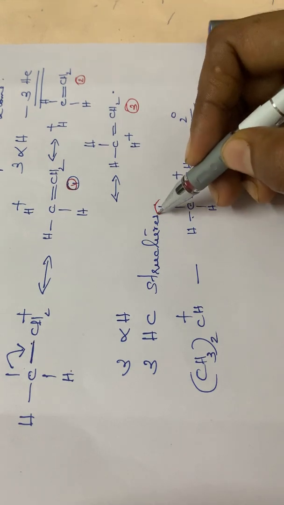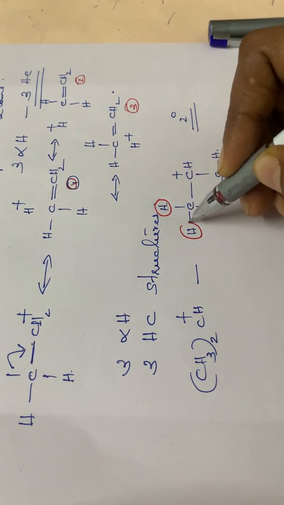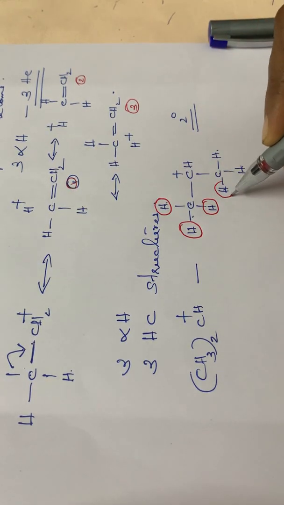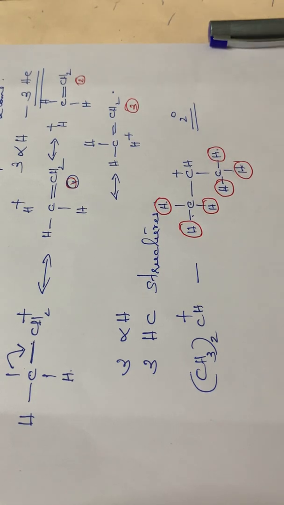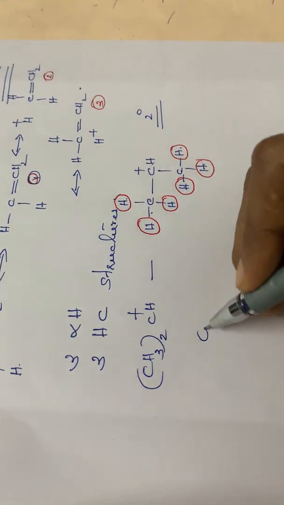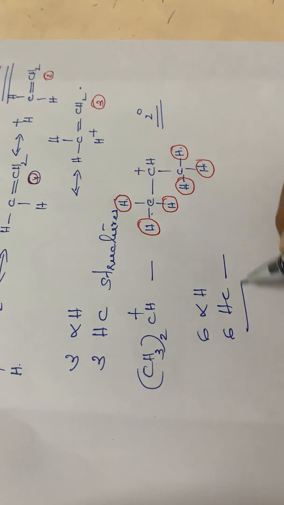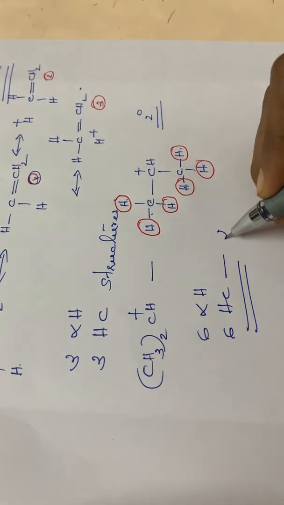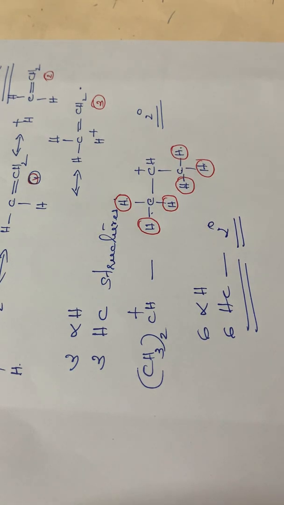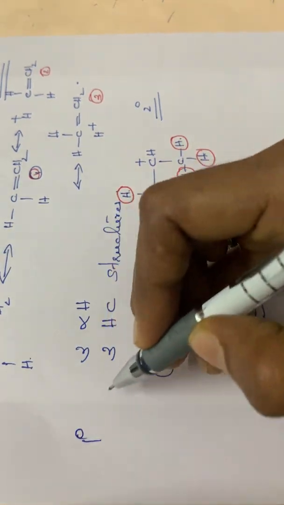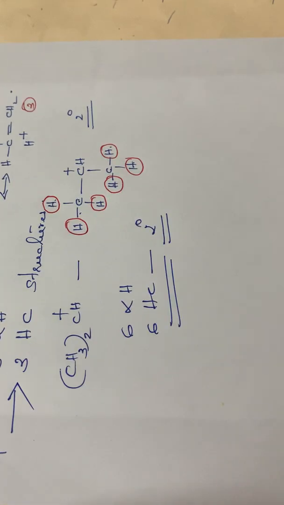So these are the alpha hydrogen atoms which I am marking in red ink. 1, 2, 3, then 4, 5 and 6. So how many alpha hydrogen atoms? 6 alpha hydrogen atoms. So 6 hyperconjugative structures are there, isn't it? For a secondary carbocation, 6 hyperconjugative structures are there. For a primary carbocation, 3 hyperconjugative structures are there.